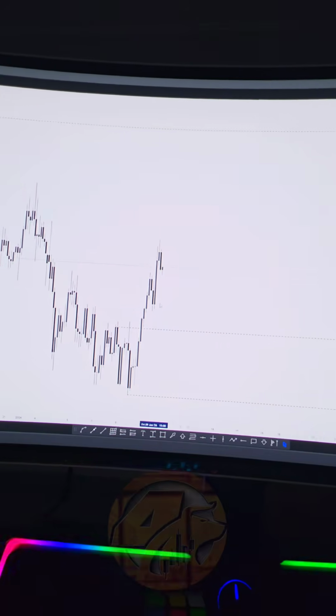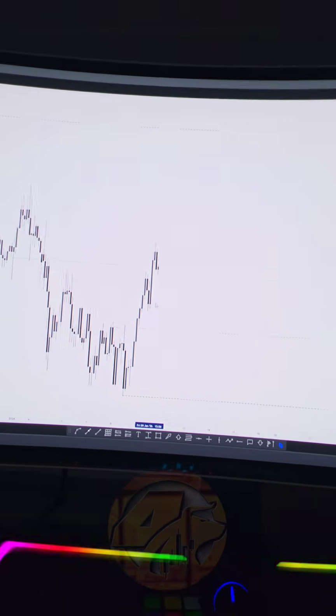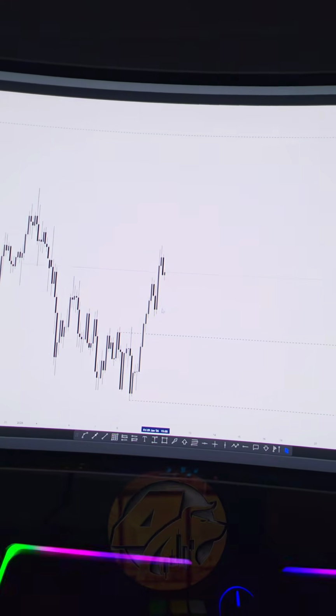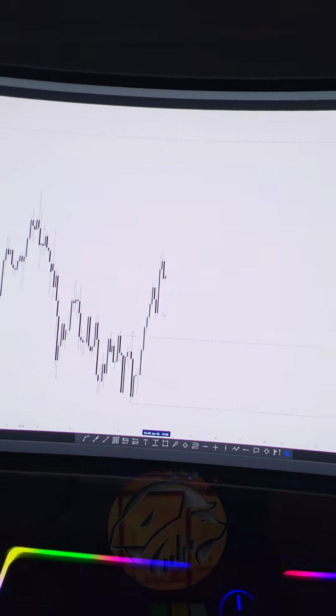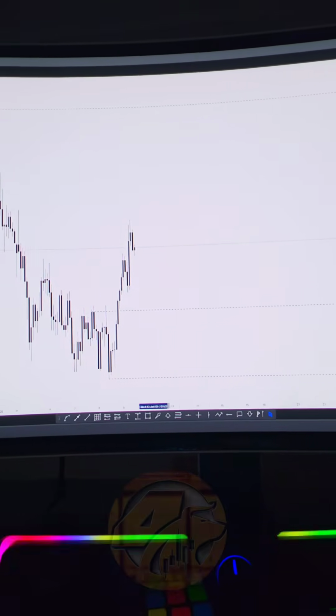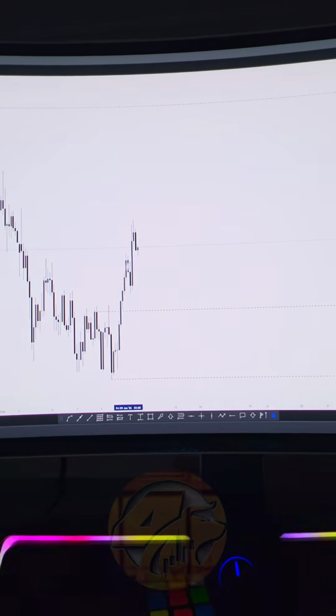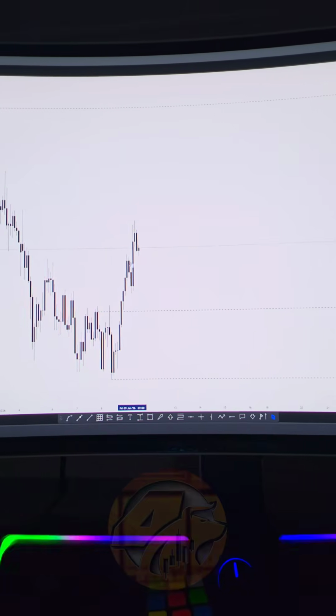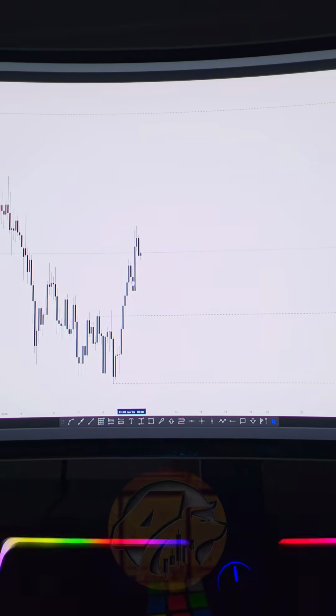How do you validate a valid pullback? A valid pullback, if it's pulling to the downside, must break the low of the previous candles. Now, look at this candle that printed our low. It took out the low of this bullish candle, and also closed below the low of this black candle. Look at this low. Price closed below it. So this is our valid pullback.